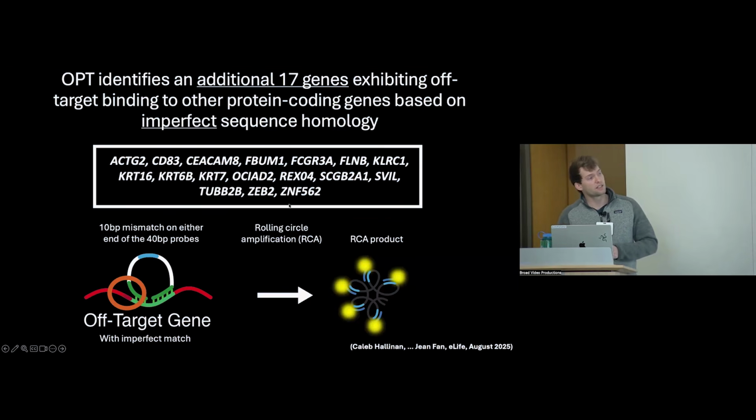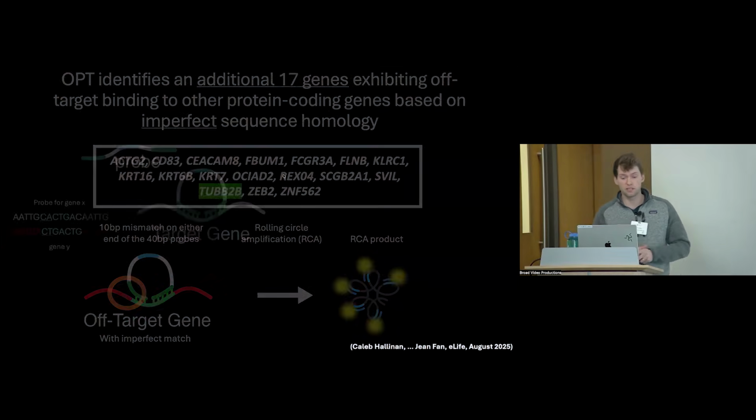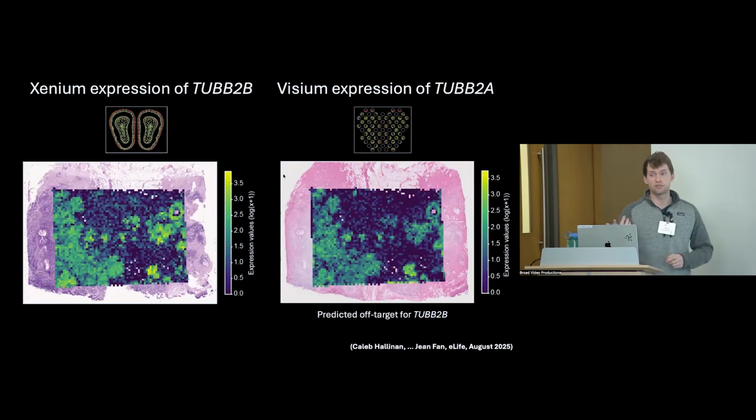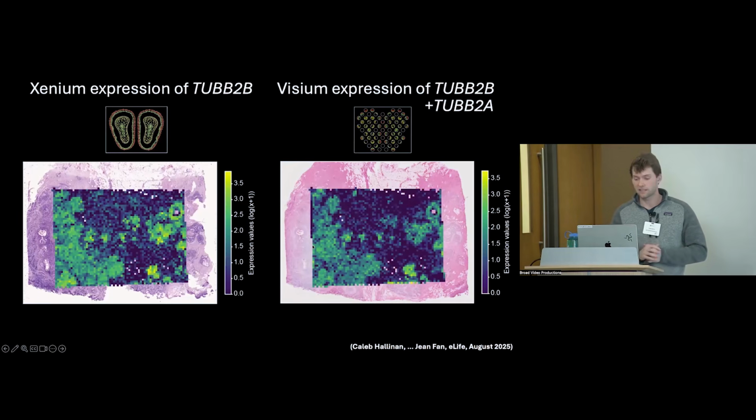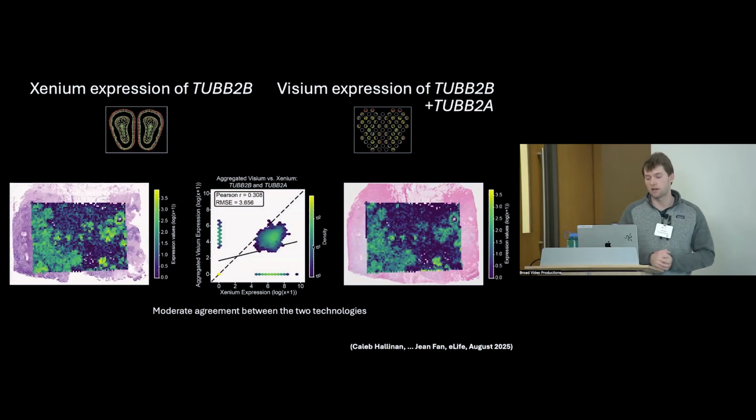And these are the genes here. And so you can see that one of these genes is TUB2B. And so if we take a look at the gene that was an off-target for TUB2B, well, this gene was TUB2A, as I showed you in the black. And so if we take a look at the spatial gene expression of TUB2A in the Xenium data set, you can see that it has a really similar spatial pattern to TUB2B. And if we aggregate these two genes, you can see they look very similar. And we can do this correlation analysis and get a moderate agreement between these two technologies.